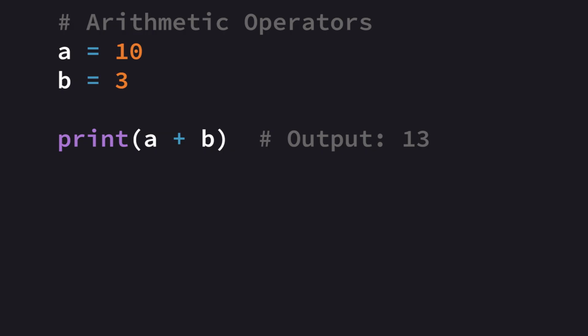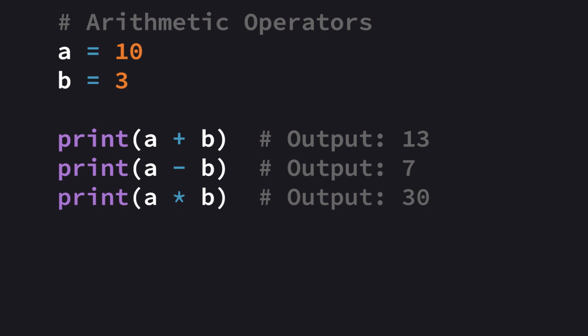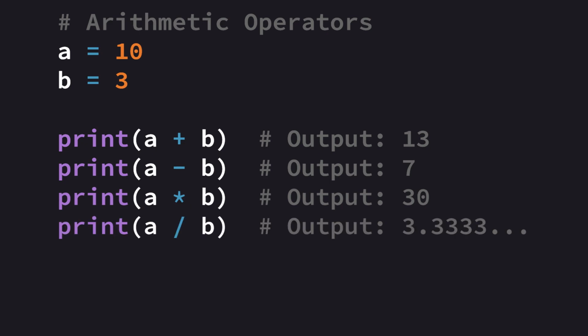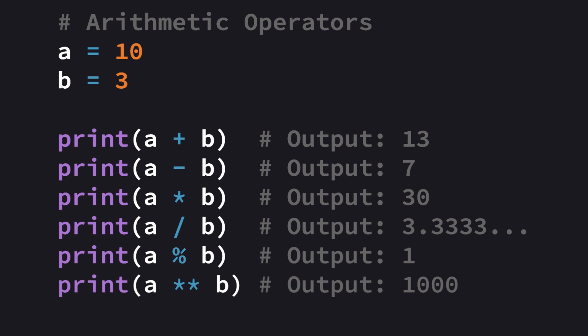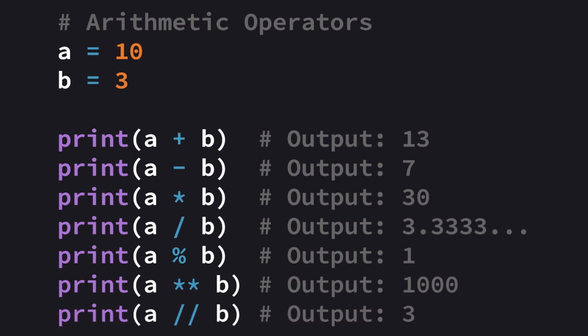The plus symbol is used for addition, the minus symbol for subtraction, the asterisk symbol for multiplication, the forward slash for division, the percent symbol for the modulo operator, which returns the remainder of dividing the left-hand operand by the right-hand operand, the double asterisk symbol for exponentiation, or to the power of. Finally, the double forward slash is for floor division, which is division that rounds down to the nearest integer.